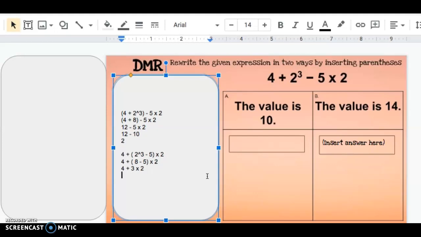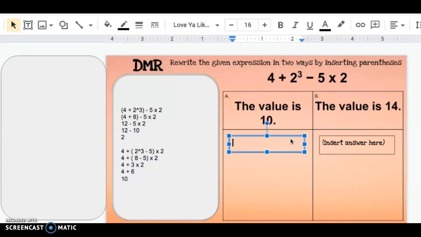So now with PEMDAS, parentheses are done. No more exponents, because I have 4 plus 3 times 2. Now I'm on to multiplication and division, which is 6. So I get 4 plus 6, and 4 plus 6 is 10. So to get 10, I'm going to have to do 4 plus parentheses 2 to the third power minus 5, close parentheses, times 2.